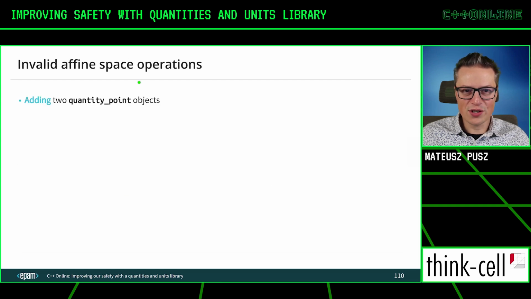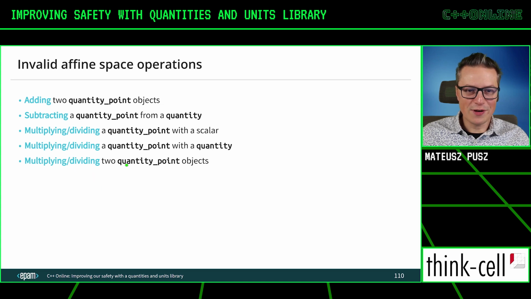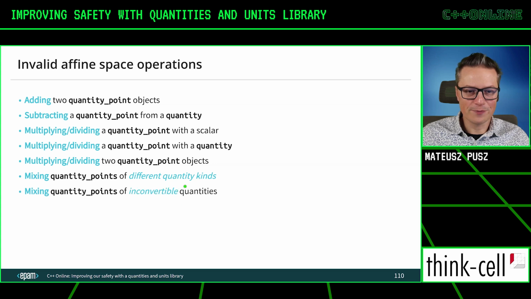And there are a few operations that are invalid in such affine space abstractions. Adding two quantity points, subtracting quantity points from a quantity, multiplying or dividing quantity points with a scalar, multiplying quantity points with a quantity, multiplying or dividing two quantity points objects with themselves, mixing quantity points of different quantity kinds, mixing quantity points of inconvertible quantities, mixing quantity points of convertible quantities but unrelated origins.